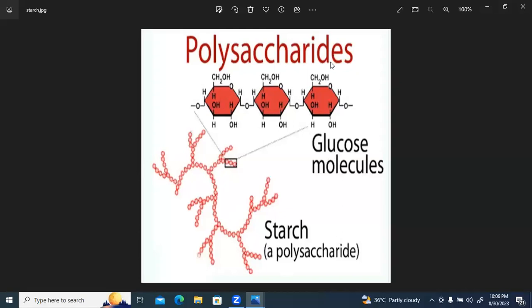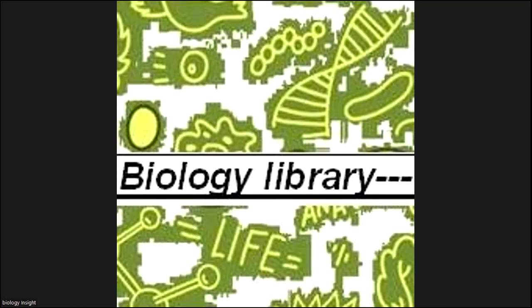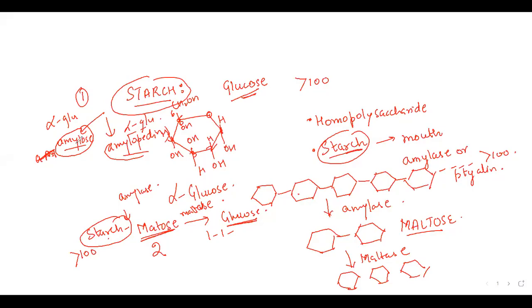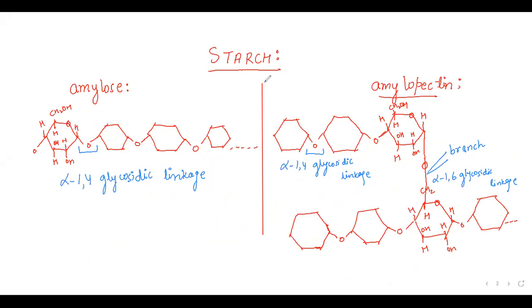Now, let me show you amylose and amylopectin. Here you can see this is the amylose and this is amylopectin. Let me first explain this diagram and then we'll discuss their properties. Here you can see a single alpha glucose unit, another alpha glucose unit, another alpha glucose unit. More than 100 glucose units are present in this amylose.